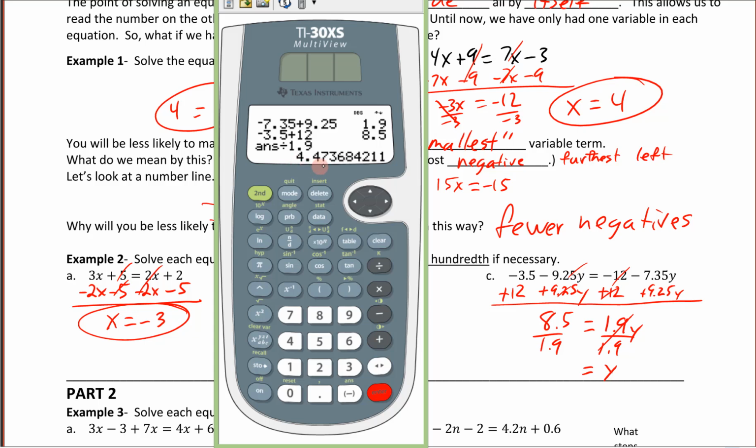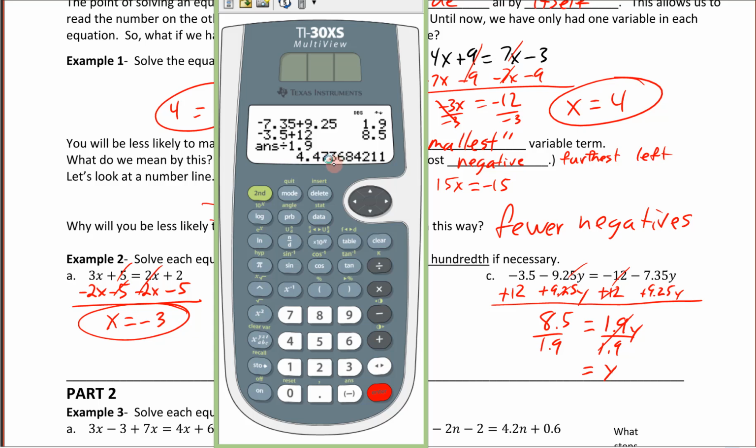We get 4.473, kind of continuing on there. Doesn't look like there's a pattern to it that we can see so far or anything like that. So we're going to go ahead and round to the nearest hundredth. The nearest hundredth would be 2 decimal places. So it's either going to be 0.47 or 0.48, and determine whether or not that 7 changes.